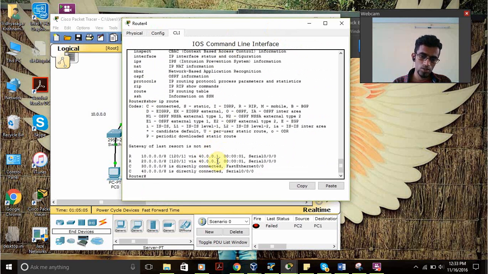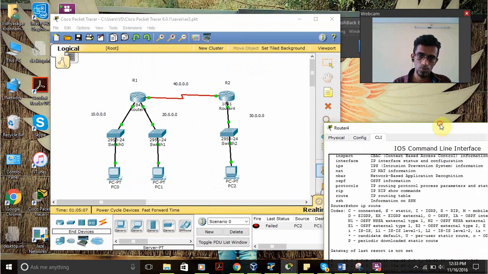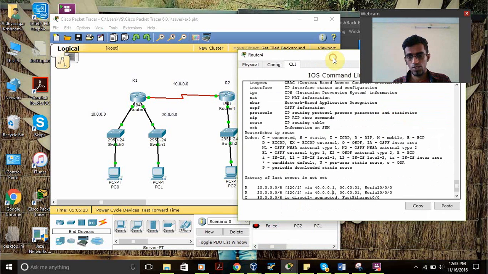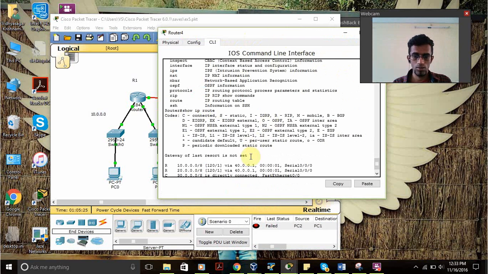If there's another router which is connected to this one, that router's routing table will have the network of this one, and it will be passed through this interface. So that's how it is. So this is the exit gateway of the router for that particular network.